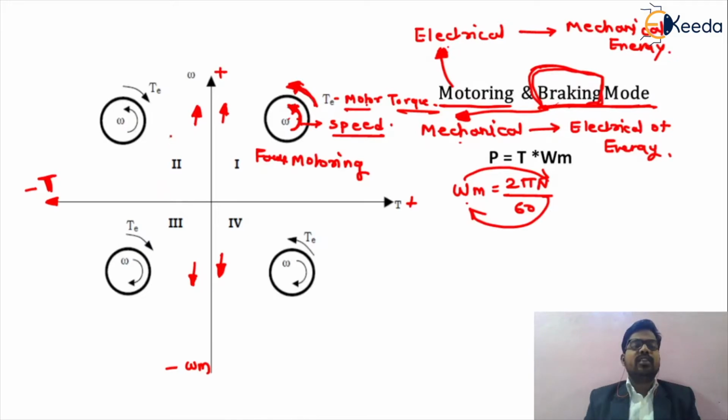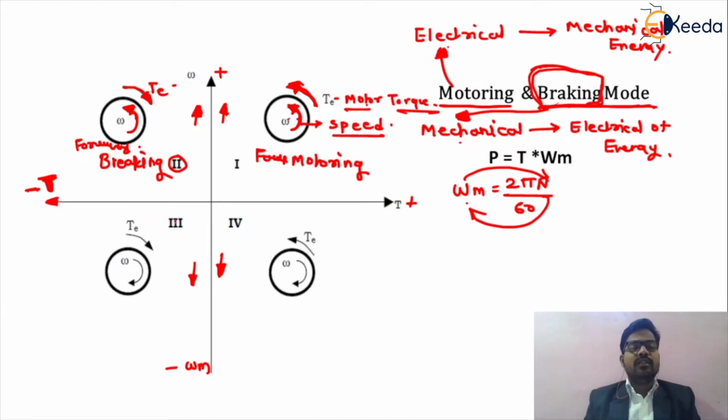Okay. In the second quadrant, as we have seen, the direction of the speed is positive, the same direction as previously, but the direction of the motor torque is now reversed. So friends, the second quadrant gives you the operation called braking, because we are getting a negative result. A negative result means we are converting mechanical energy into electrical energy. So the second type of quadrant is called the forward braking mode.